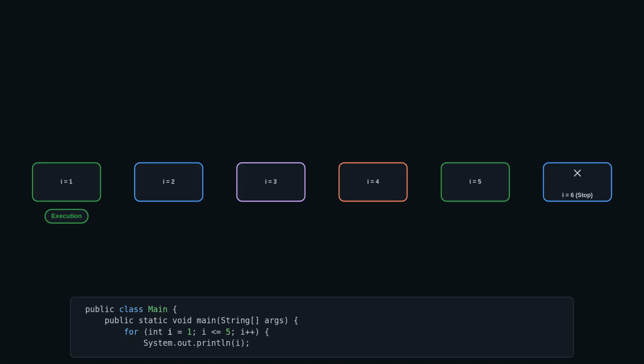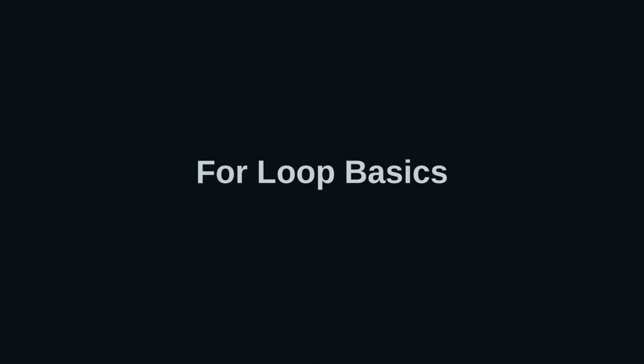When the program runs, Java checks the condition before every cycle. It starts at 1, then steps to 2 and checks again. The execution continues through 3, moves to 4, hits 5, and finally stops when I becomes 6. You have seen how the for loop controls repetition with a clear start, condition, and update. Next, let us look at the while loop.